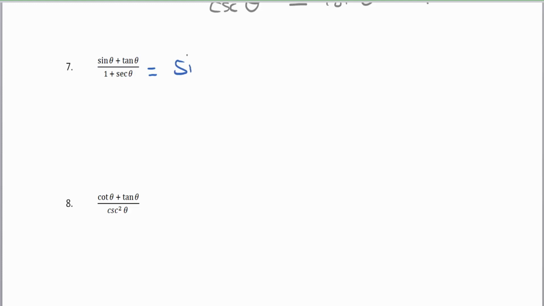So my numerator is sine theta plus, now tangent is written as sine theta over cosine theta. My denominator is written as 1 plus, I'm going to write that as 1 over cosine theta using the reciprocal identity. And now everything's written in terms of sine and cosine. Now, this is something called a complex fraction. And it's called a complex fraction because you have a fraction divided by another fraction, or in this case, binomials of such.